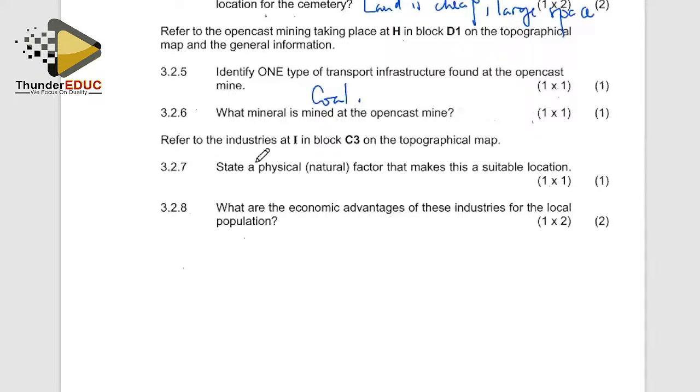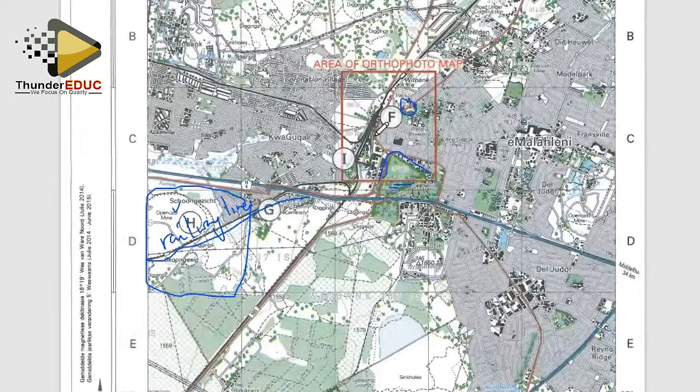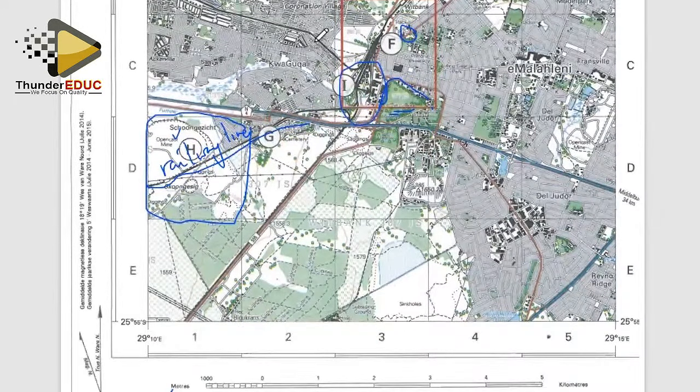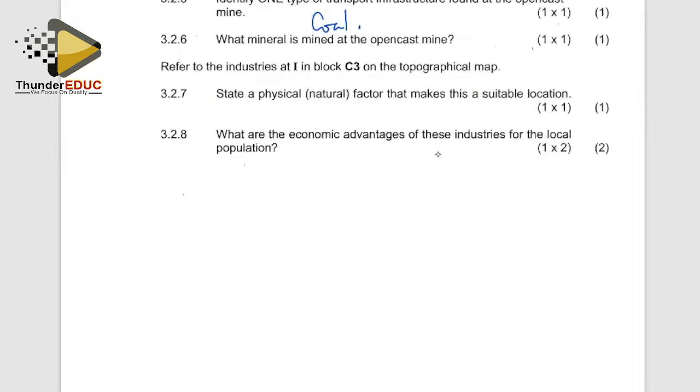State a physical factor, referring to industries at I in block C3 on the topographic map. This is area I, with industries here. What could be the physical factor? For one obvious reason, the physical factor there is the gentle gradient, or there is flatland. That area is flat. That is the physical factor that makes it suitable for the location.